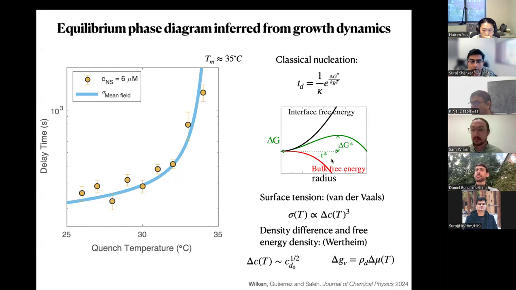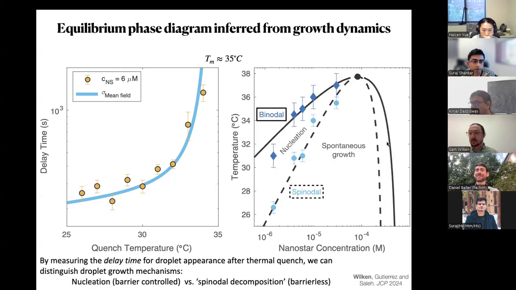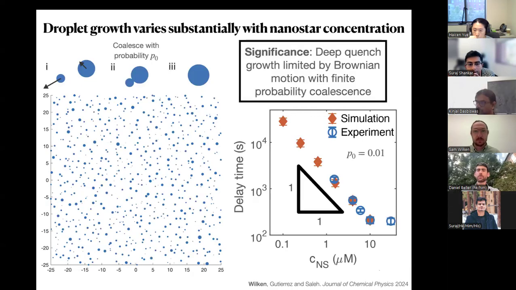Okay. Yeah, ready? There was one more question in the chat from Dan. In the simulation, you mentioned there was this probability of coalescence, which is 0.01. So what happens the other 99% of times? Do the droplets pass through each other with no interaction?